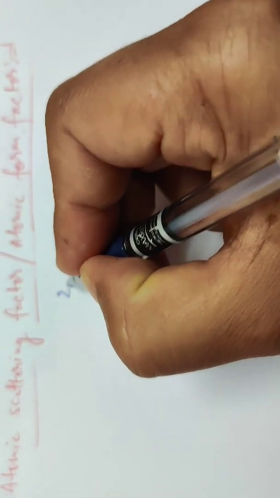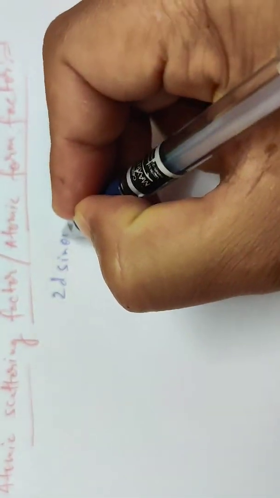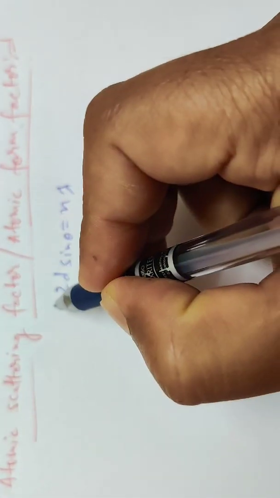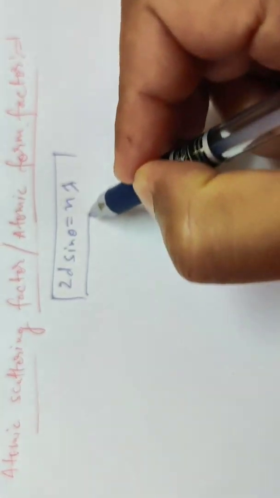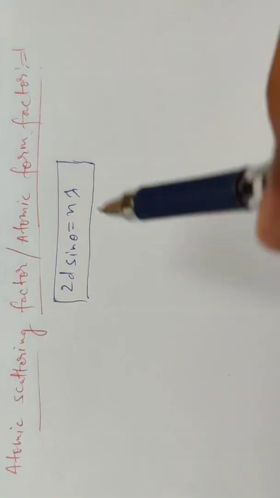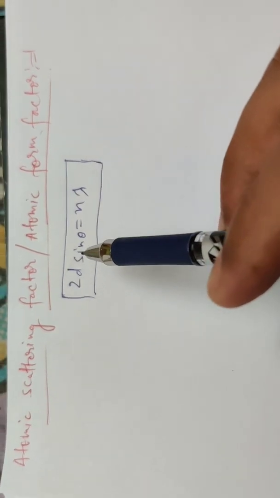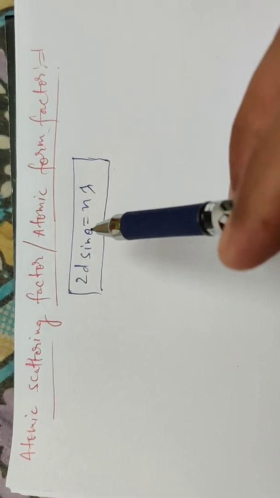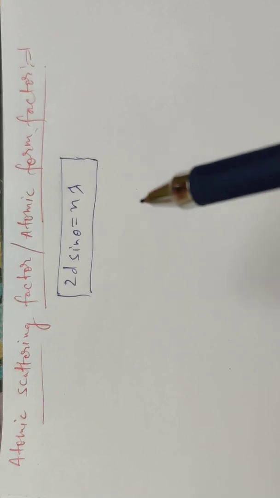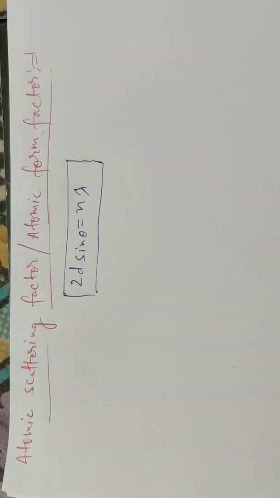So in today's lecture we are going to discuss your atomic scattering factor, also known as atomic form factor. Since we know that in crystal X-ray diffraction, Bragg's condition, that is 2d sin theta equals n lambda, is the condition for X-ray diffraction to take place when the values of d, lambda and theta match. Then there will be X-ray diffraction by your lattice points.